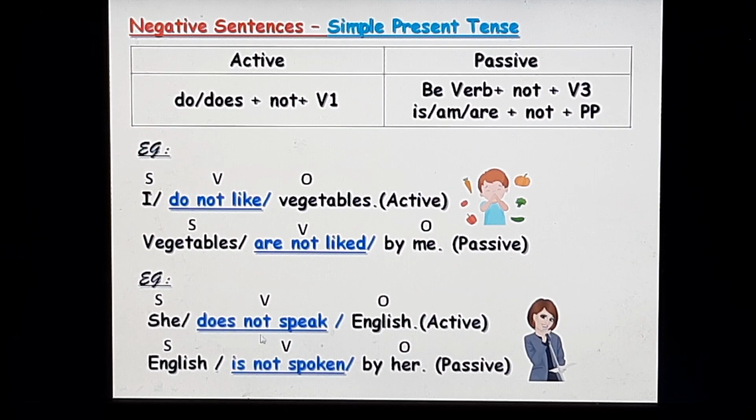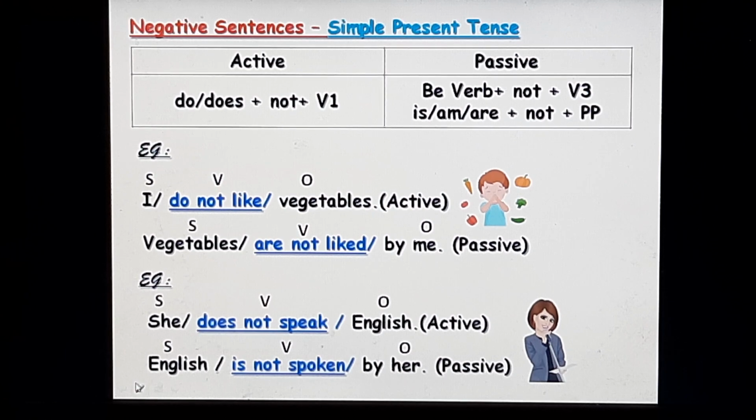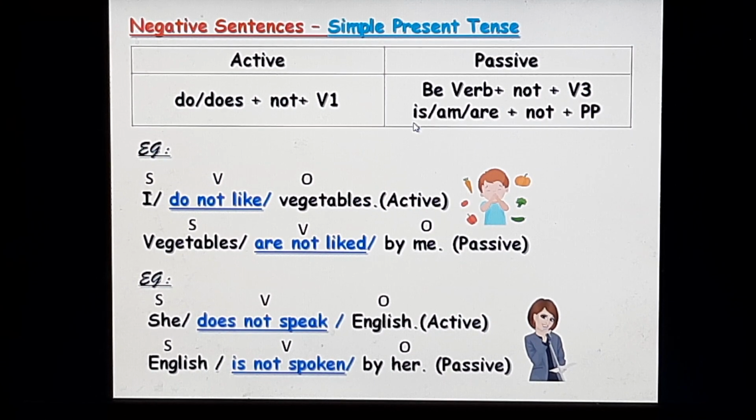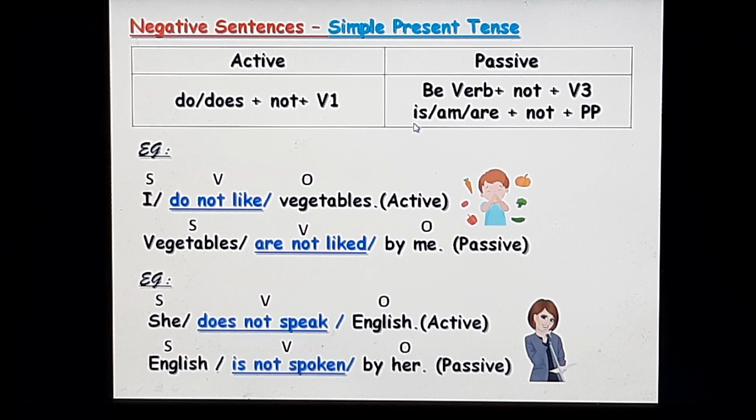Next example, she does not speak English. English is your subject. It is third person singular, so we use the be verb is plus not plus the past participle of speak is spoken by she will change into her. English is not spoken by her is your passive.